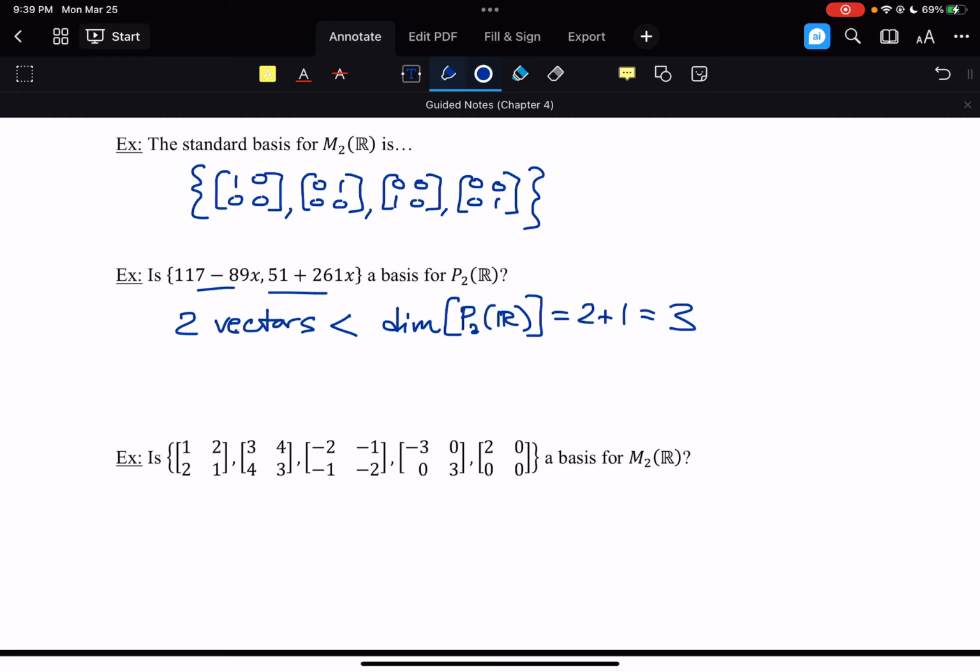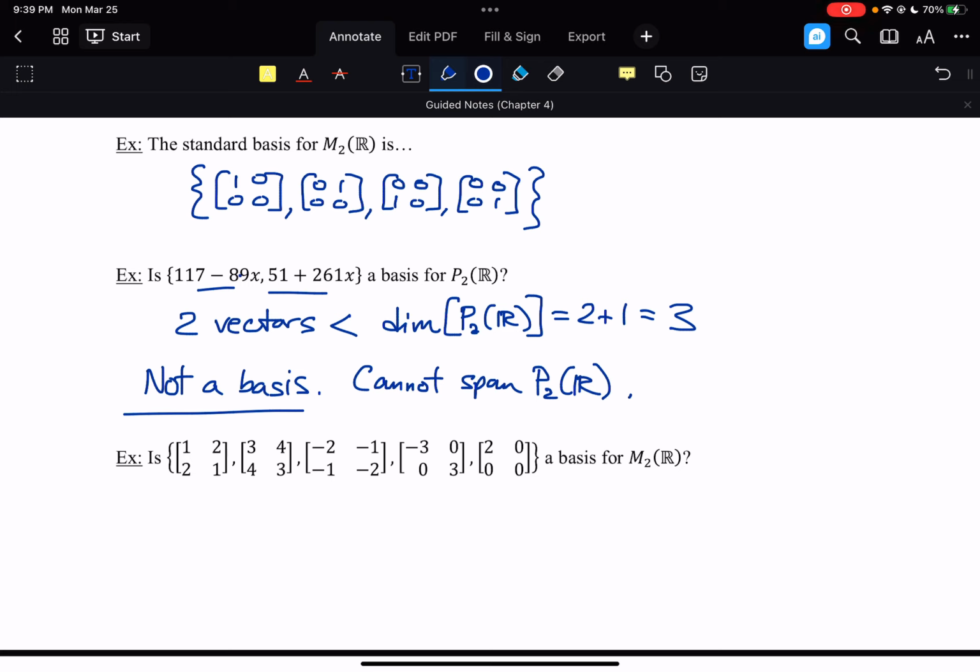So our set doesn't have enough vectors in it. It has two vectors. It's supposed to have 3 in order to be a basis. So not a basis. And because it's so small, it cannot span P2 of R.